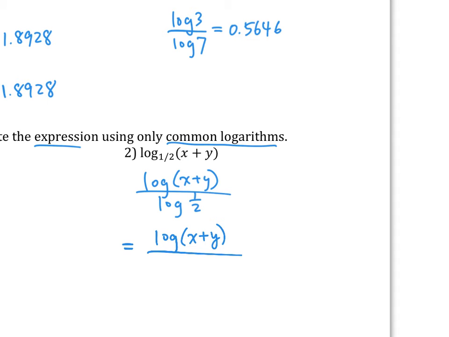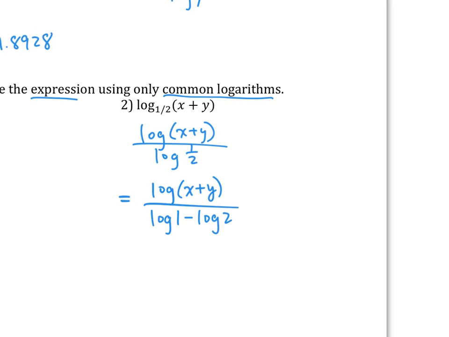1 over 2 is the same as 1 divided by 2. So you can actually just say this is log 1 minus log 2. Remember, something divided by something inside a log is as if it's a log minus log. Now, log 1, what's log 1? Well, any log of 1 is 0. So this part is really just 0, so that's gone. So you have a negative log 2.